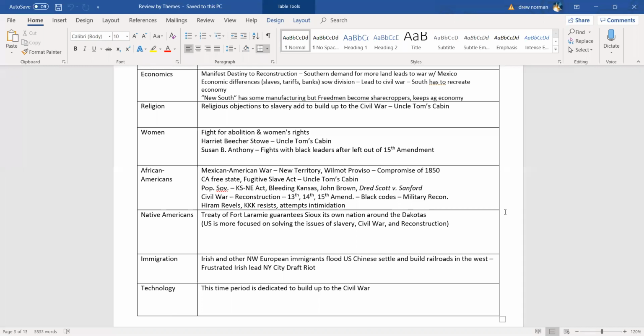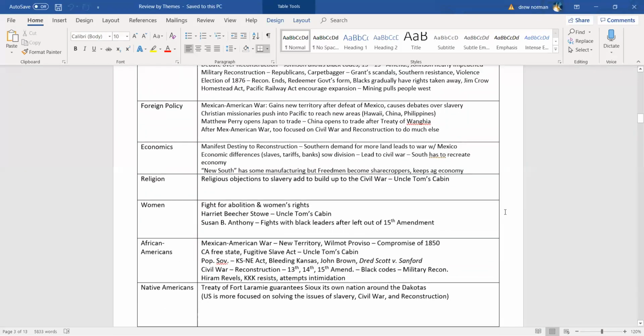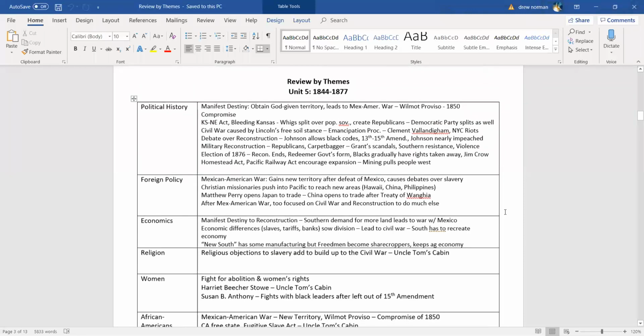So the main focus of this unit, and it overlaps a couple of the others, is that political fight over slavery. First, Manifest Destiny, Mexican-American War, then the debate over what to do with this new territory. That fight leads to war. When the war ends, what do we do with slavery? And those are the main ideas that everything in this time period fits under.